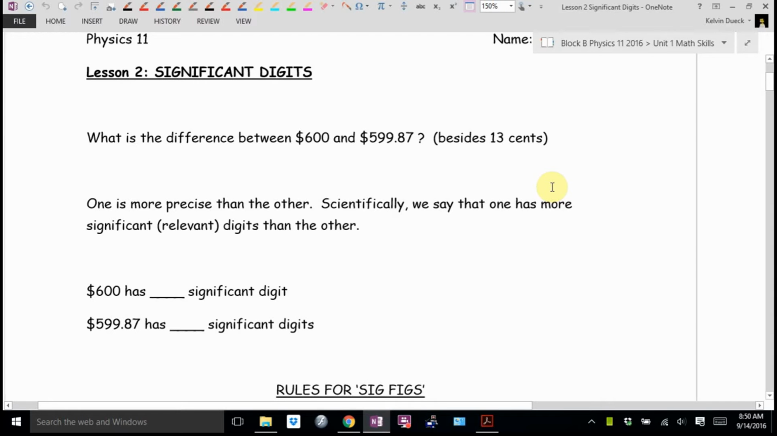Lesson 2: significant digits, or significant figures, often called sig figs for short, or sig digs for short. I usually say sig figs. Really, it's how to round off in science.